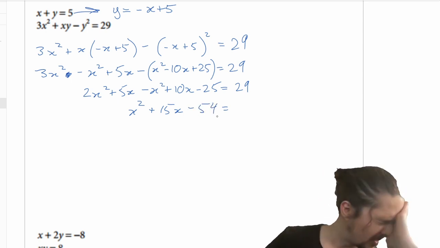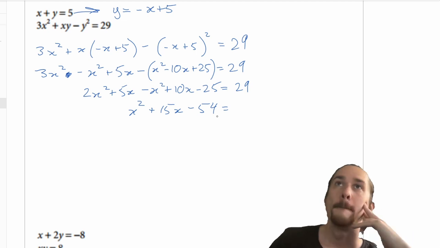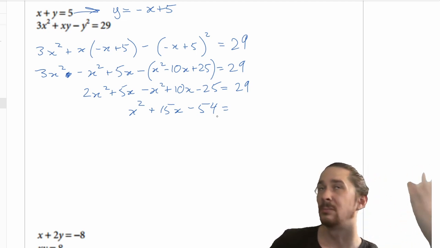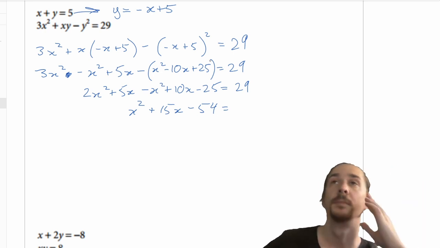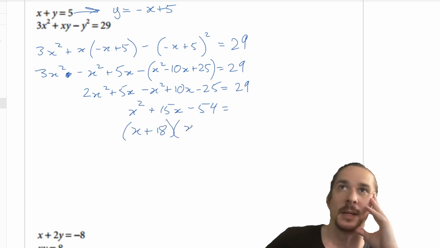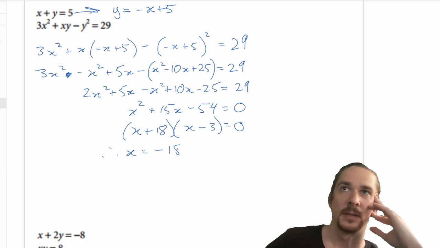So what adds to 15 and multiplies to 54? Well, it would be 7 and 8 if it multiplied to 56, but it doesn't. What adds to 15 and multiplies to 54? 27 and 2, obviously not. 3 and 18. So it's going to have to be a positive 18 and negative 3. So x plus 18, x minus 3 equals 0. Therefore, x equals negative 18 or 3.